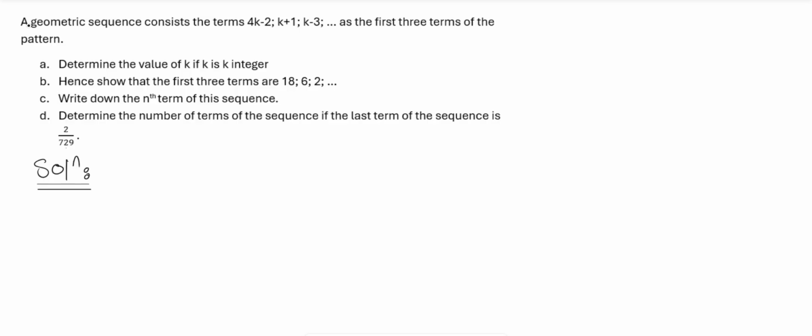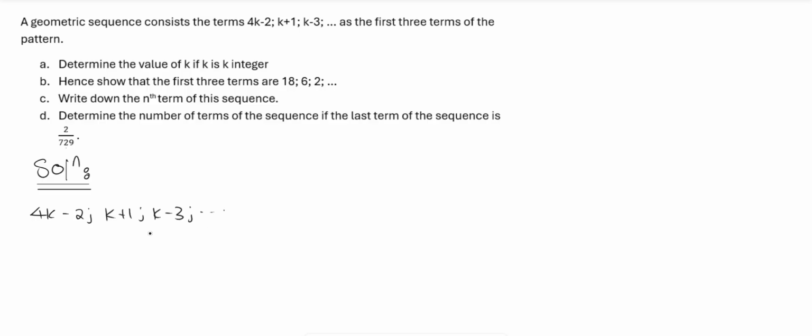So we have here a geometric sequence that consists of these terms: 4k minus 2, k plus 1, and k minus 3 as the first three terms of a pattern. And then they're saying in the first question there, calculate the value of k if k is an integer, guys.